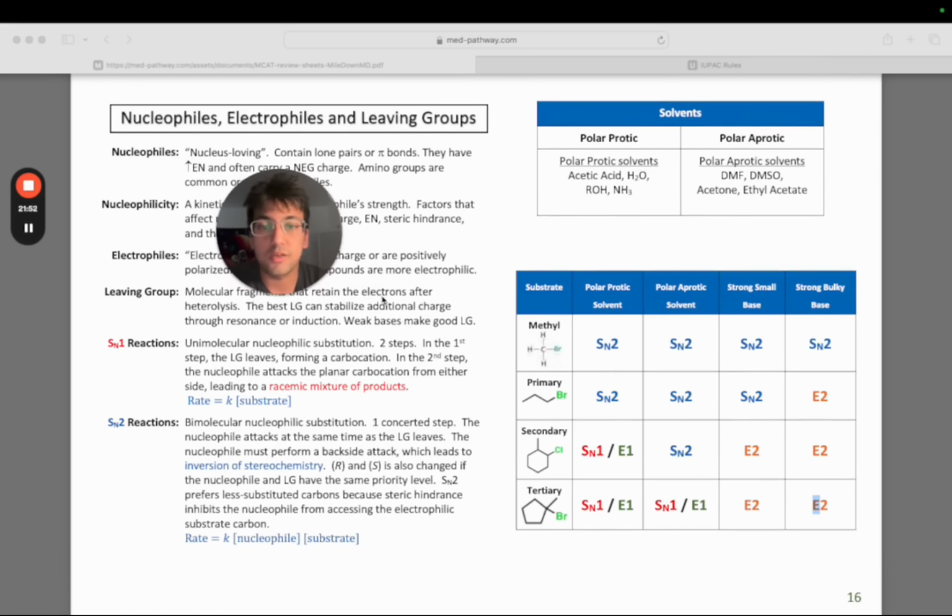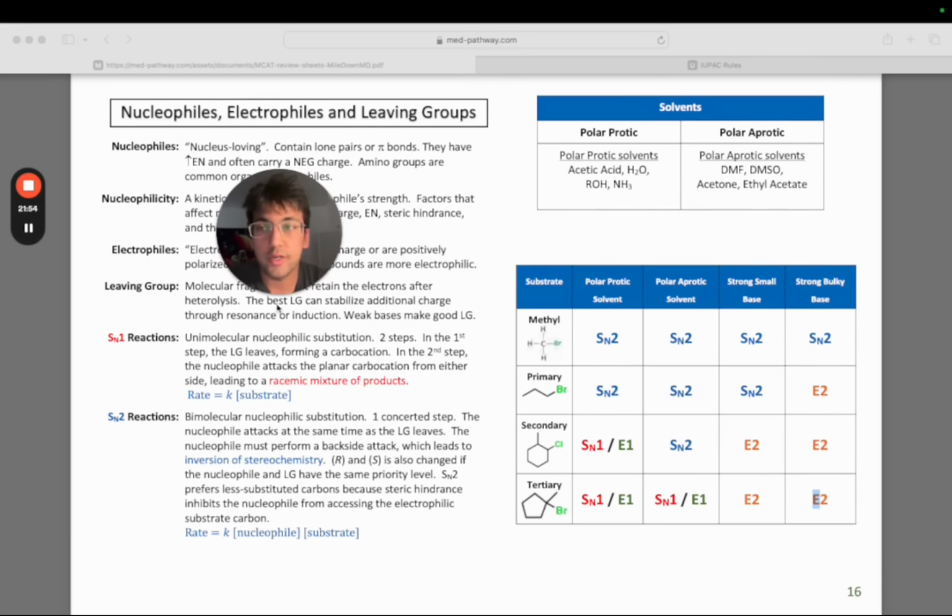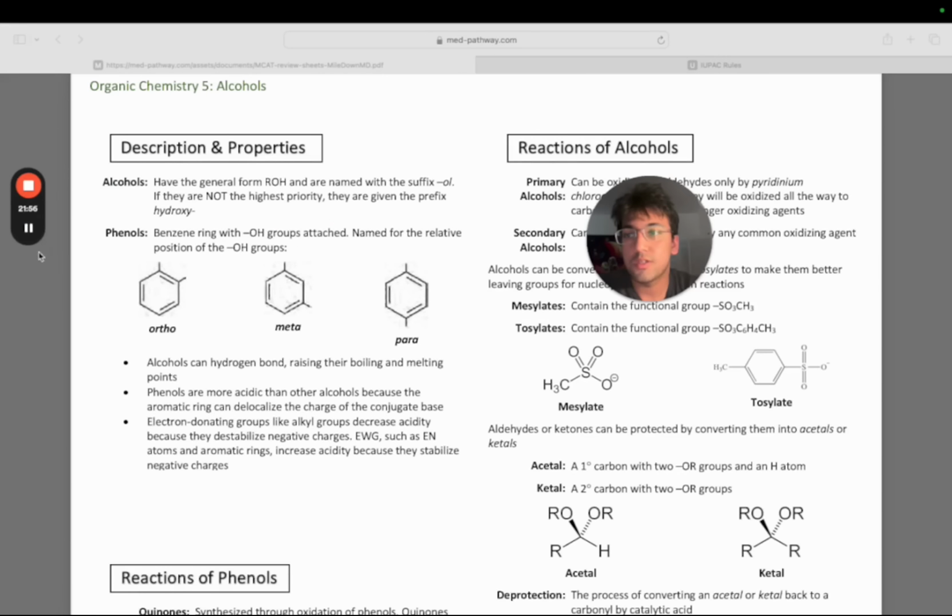Try to go through that again. Just make sure you understand this chart right here. Okay, let's keep going through this.